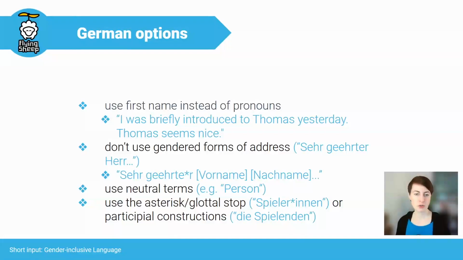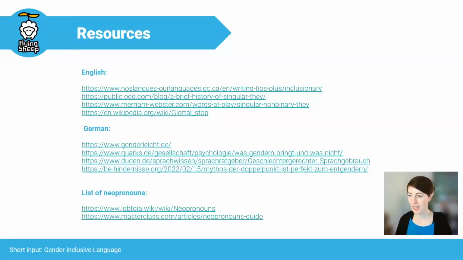And when you are referring to groups of people, then you can actually use the glottal stop or participial constructions like die Spieler*innen or die Spielenden. And again, these are just a couple of options. There are more, and if you'd like to learn more about gender-inclusive German specifically, I've provided resources for that as well, as you can see in this list, but of course there are many more. Feel free to do some research. So I linked the resources below the video. Make sure to check them out.